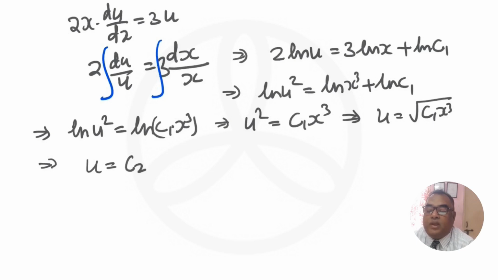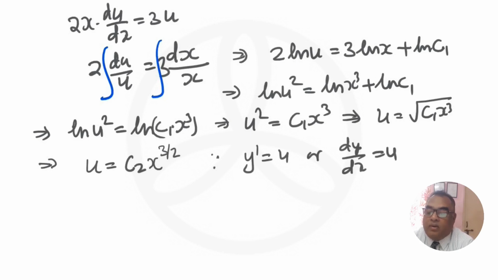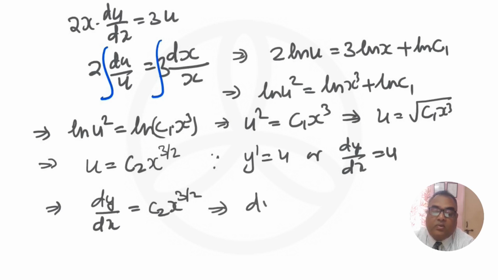Since we have assumed u is equal to y prime, or dy/dx is equal to u, we can replace here. It will come dy/dx is equal to c2 x to the power 3/2, and this will give us nothing but dy is equal to c2 x to the power 3/2 dx. Now apply integration here and here.